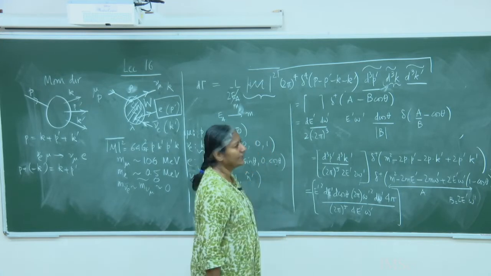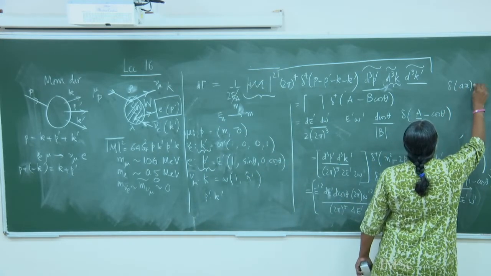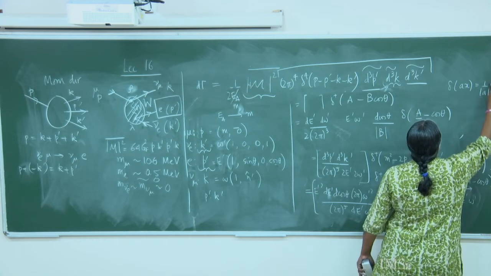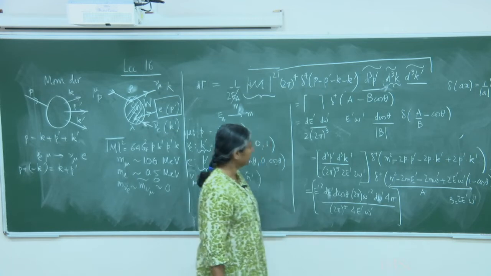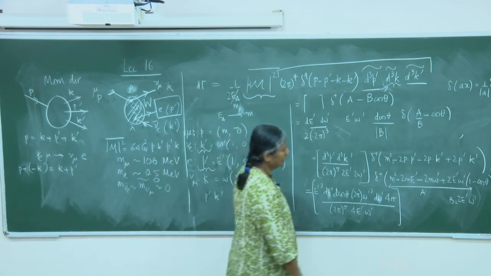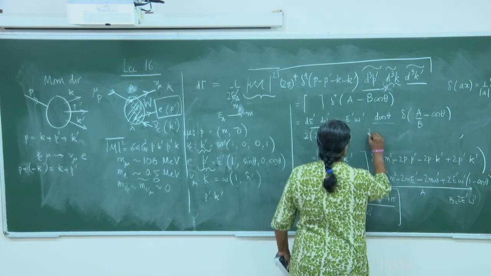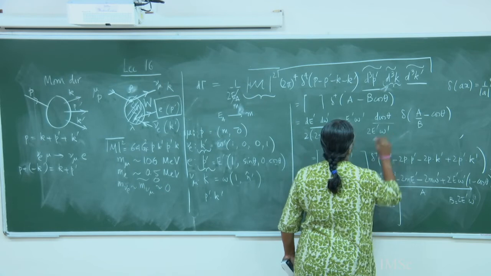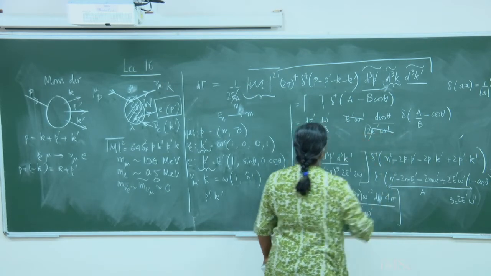I hope you remember delta where I have used delta of Ax is equal to 1 by A delta of x. I hope you can see this part of the board. Is it clear? Is everything clear up till here? And what was B? 2 e prime omega prime. So let me just write it as 2 e prime omega prime, and you can see that this simply cancels with this, but leaving the factor 2 over here.